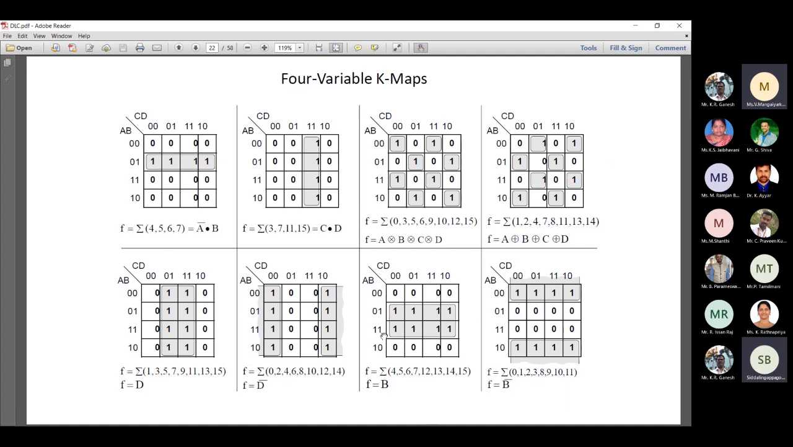But here if you see 0 1 is there, 1 1, the last term is common, that belongs to B, right? So that is written B. As this is a min term, we write it as B. In max terms we would have written it as B bar, right? So similar to that we write here. There is no common term here.